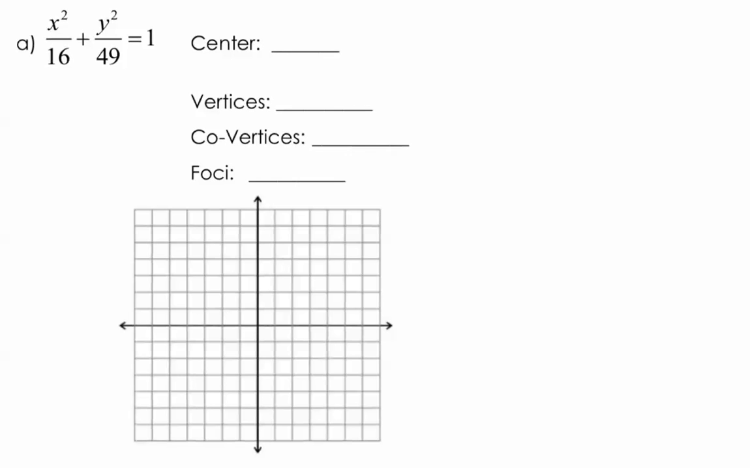Now, something that we want to take note of is the center is going to be at 0, 0. Just like with parabolas and circles, the center is going to be very obvious when it's not at the origin. You're going to have a value inside the parentheses with an x or a y shifting that ellipse. We don't have that right now. We just have x squared and y squared.